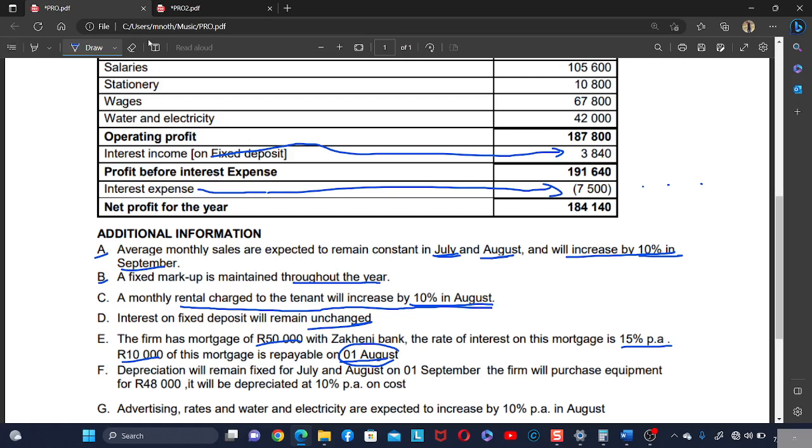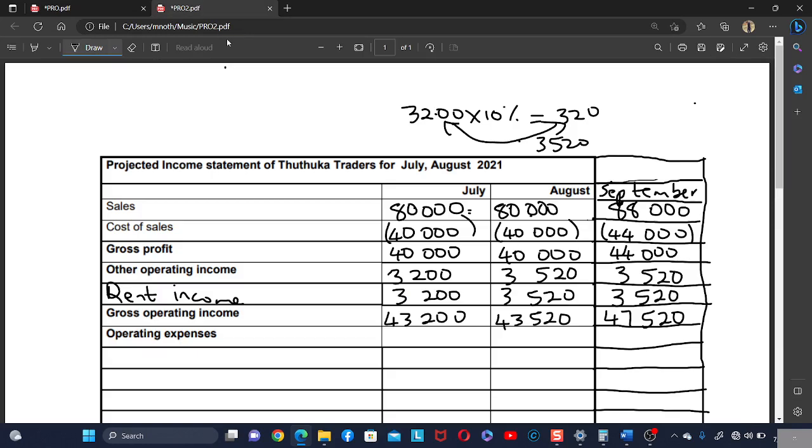So on the 1st of August, 10,000 of this mortgage will be paid. The firm had a mortgage of 50,000. By then, on the 1st of August, 10,000 of it will be paid. So after paying that 10,000, the remaining mortgage is going to be 40,000. So now the business will be owing a mortgage of 40,000.